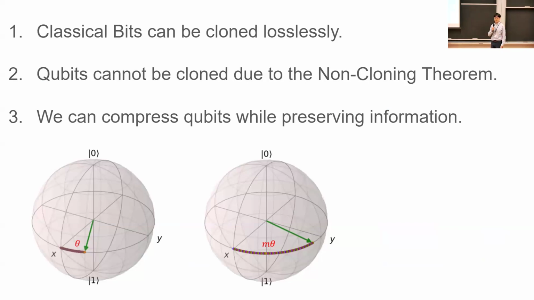Consider a scenario that someone is giving you a classical bit. You can make any number of copies of this classical bit without gaining information. But this is not true for qubits because you cannot clone qubits. If you have more copies of the same qubit, you're gaining information.